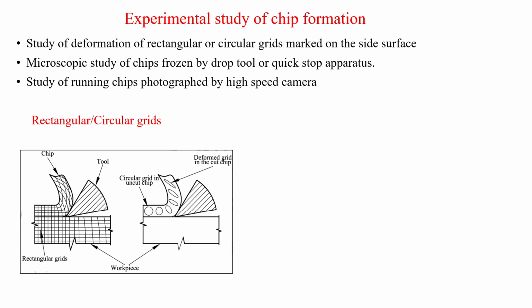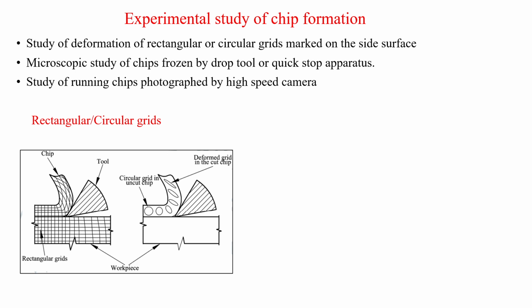Okay, so there are 3 different experimental studies of chip formation. One is the study of deformation of rectangular or circular grid marks on the side surface. One is the microscopic study of the chip frozen by drop tool and quick stop apparatus. One is the study of the running chips. Basically, the morphology of the chip is studied using various high speed cameras, optical cameras, or a machine called SEM, scanning electron microscopy, which has very high resolution and very high magnification, so that you can determine what is happening in the structure of the chips. That is a different thing, you don't need to know much about that.